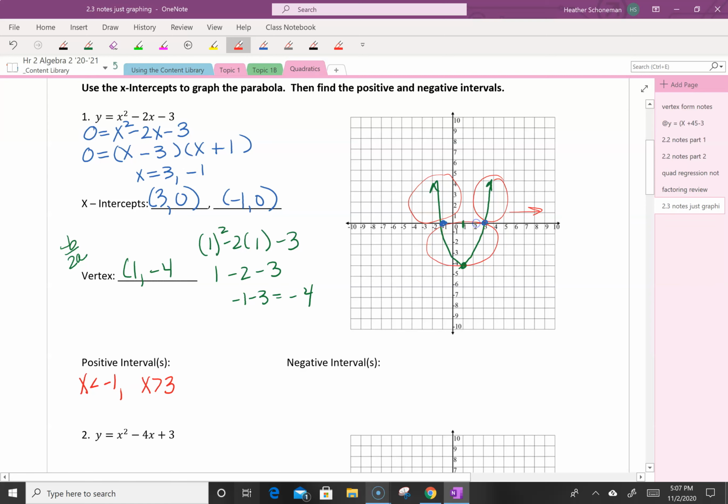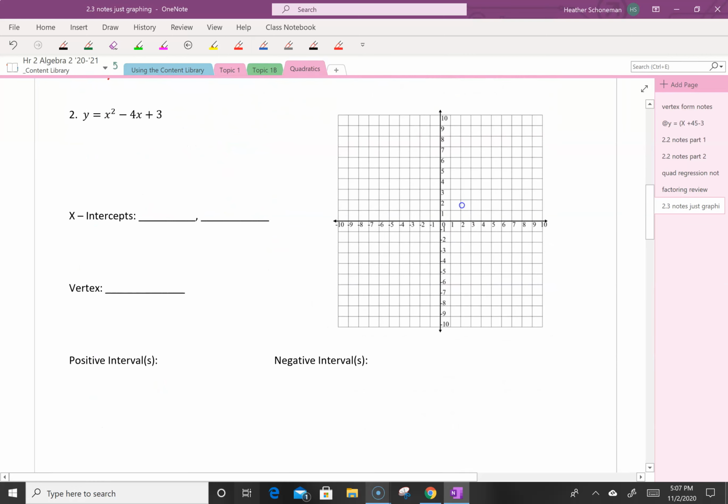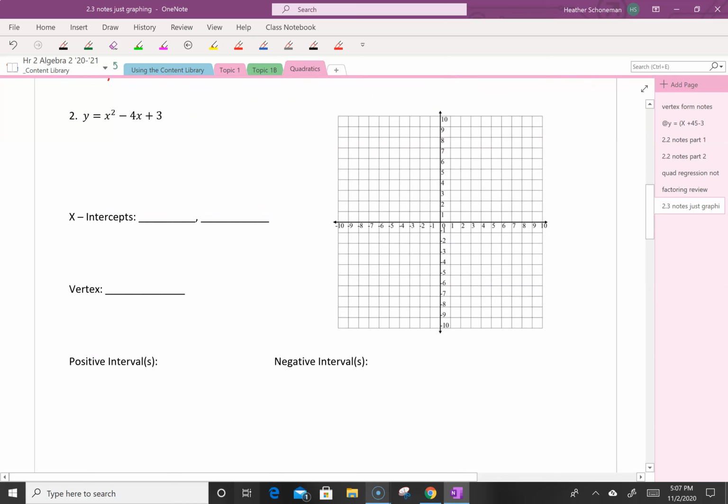Finally, for the negative interval, it is everything in between -1 and 3. Because remember, when we read positive and negative intervals, we read it off of the x-axis. So it's everything in between -1 and 3. And we write it as a compound inequality with less than symbols, smaller number on the left and bigger number on the right. Okay, try this again.